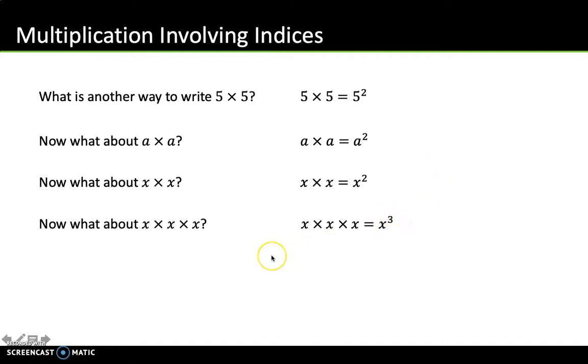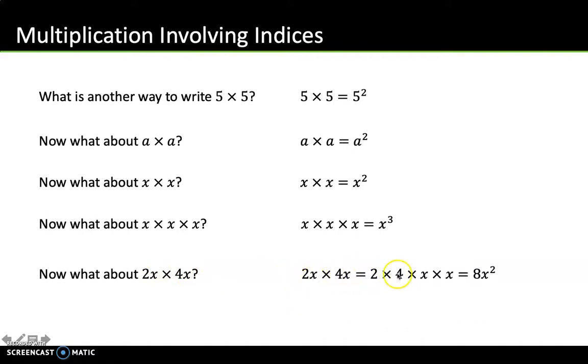Now let's introduce a couple of numbers. What about 2x times 4x? Okay, so what's going on there? What do you think that might be? Now the way to tackle these ones is multiply number by number and letter by letter. So what's 2 times 4 and what's x times x? So 2x times 4x, I do number by number, 2 times 4, which gives me 8, and x times x, which gives me x squared.